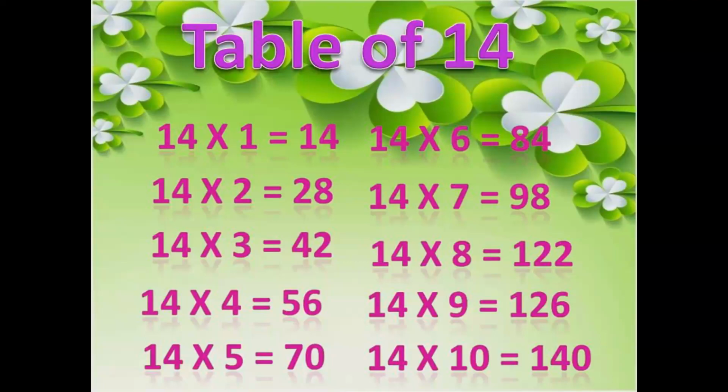Vidhi, unmute yourself. The table of 14. 14 ones are 14, 14 twos are 28, 14 threes are 42, 14 fours are 56, 14 fives are 70, 14 sixes are 84, 14 sevens are 98, 14 eights are 122, 14 nines are 126, 14 tens are 140. Thank you, miss. Welcome, dear.